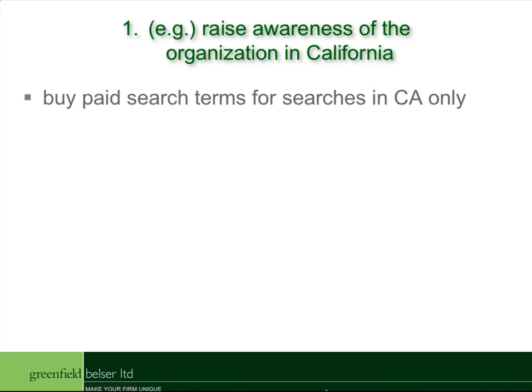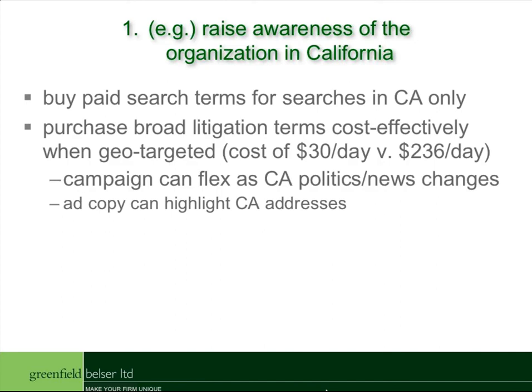You can use digital to buy paid search terms for searches that originate in California only. There are ways to do this just through Google AdWords, where you can narrow down the geographies that you're targeting. They do this by looking at the IP addresses. It's not 100% effective, but it's pretty close. I'd say it's close to 85 to 90%. For example, you'd be purchasing broad litigation terms for a law firm.